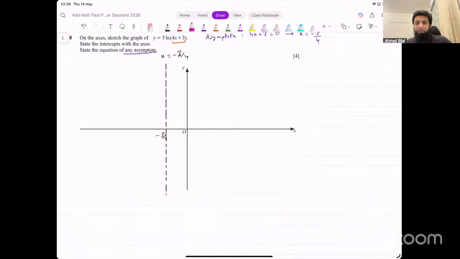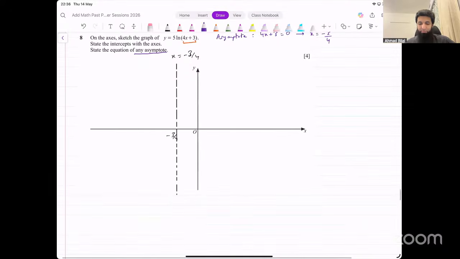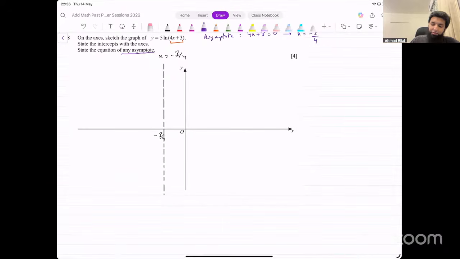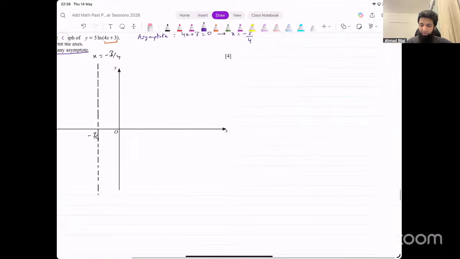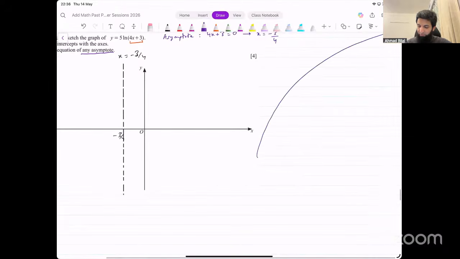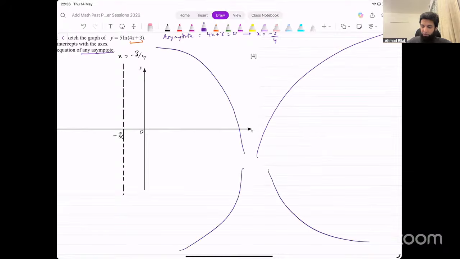Now find the x-intercept and find the y-intercept. How do you find the x-intercept? Remember the shape of the graph, the shape of the log graph. There are 4 possible shapes, right? So this is the standard log graph, but you could have transformations for this. It could become this, it could become this, it could also become this. These are 4 possible shapes that you could get with a vertical asymptote.